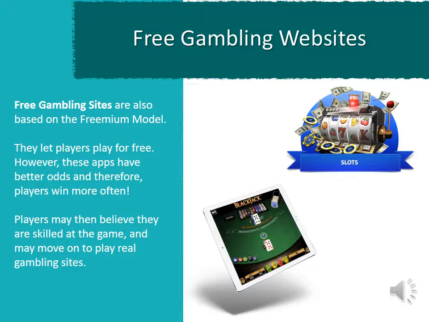Free gambling sites or apps have better odds and inflated payouts. This makes players believe that they are better or more skilled at the game, and they experience the thrill of winning more often. Players may be more likely to move to the real gambling sites because they want to continue to feel the success, and they may want to win real-world currency. However, when they transfer to these pay-for sites, the odds go back to being in the game developer's favor, and the player will not win as often as they did on the free sites.